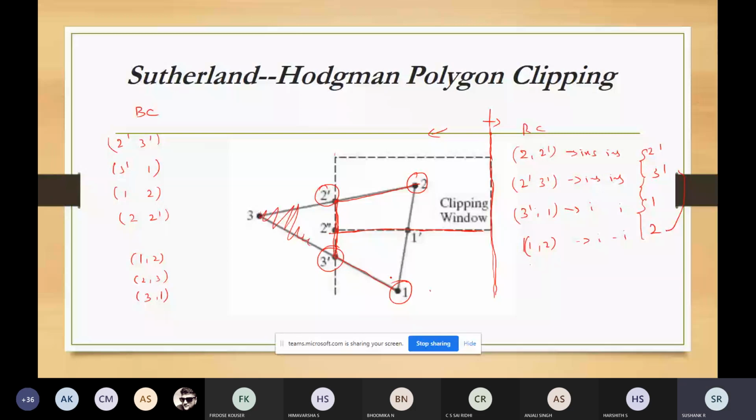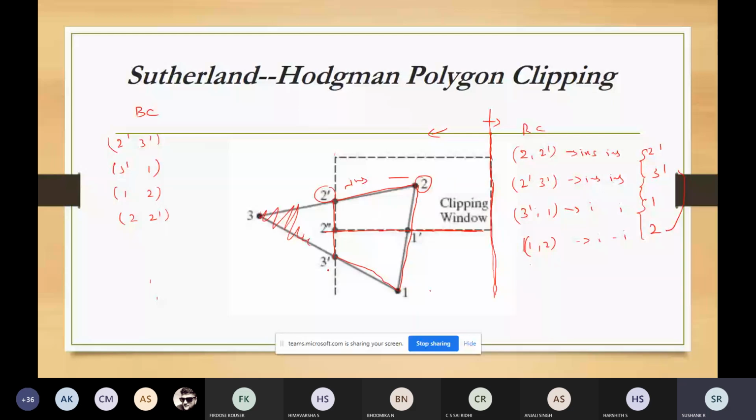So these 4 points, we are forming the edges: 2 to 2 dash, 2 dash to 3 dash, 3 dash to 1, and 1 to 2, and 2 to 2 dash. So 4 edges we have. Now for these 4 edges, this is my bottom clip area. So 2 dash and 2, they are inside, and these two are outside.